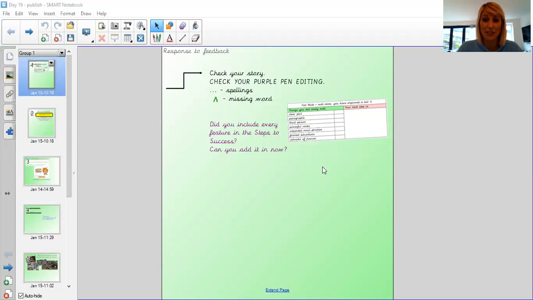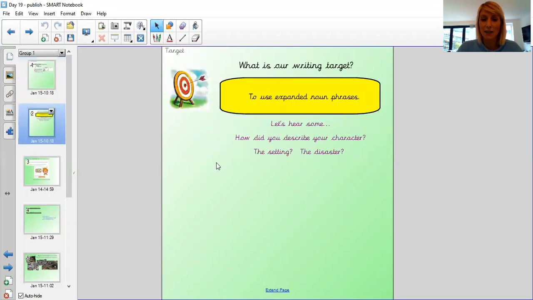If you have already done that, that's fine, we'll keep going, but do try to make improvements as we go today, because today we're going to be publishing our work. So just a reminder, expanded noun phrases are our writing target.